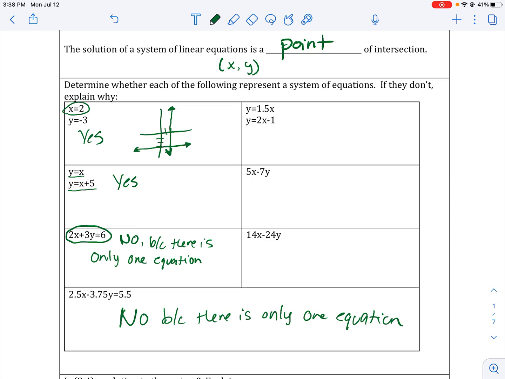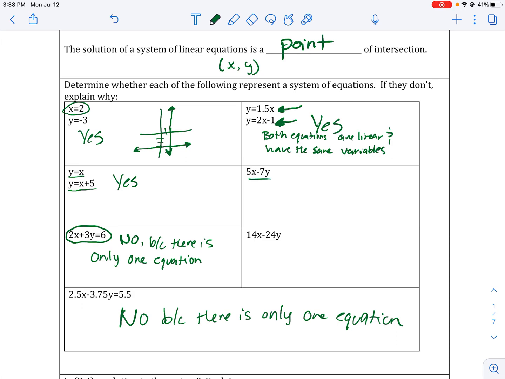Let's go to the top right here. This is a graph that is linear. This is also linear. Okay, we've learned about linear earlier in the year in chapter 4, what's linear, what's nonlinear. Both of those are linear. We have two equations, the same variables in each equation. So yes, this is a system because both equations are linear and have the same variables.